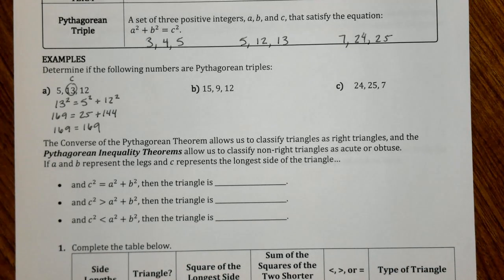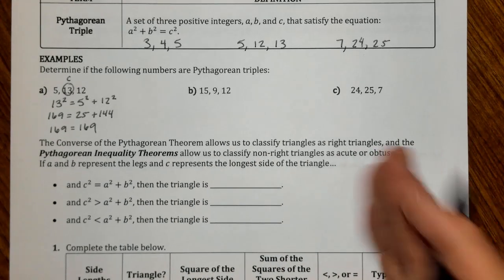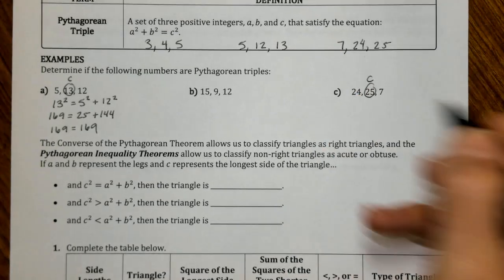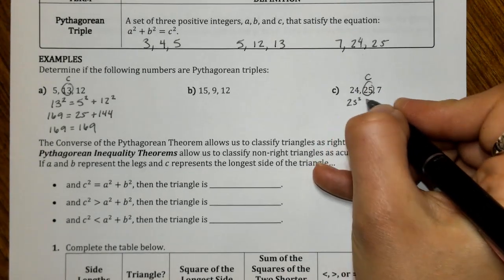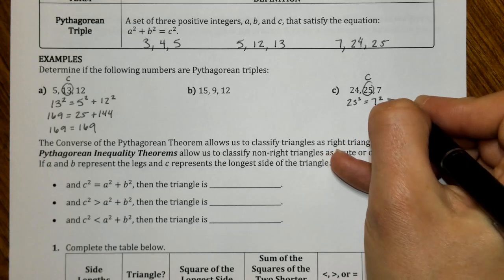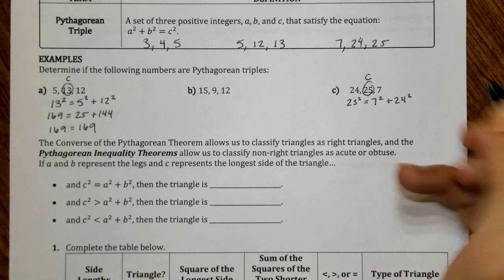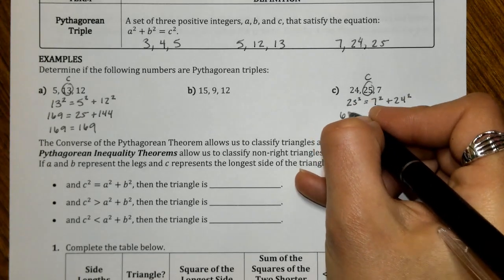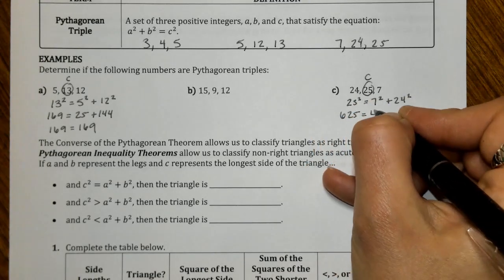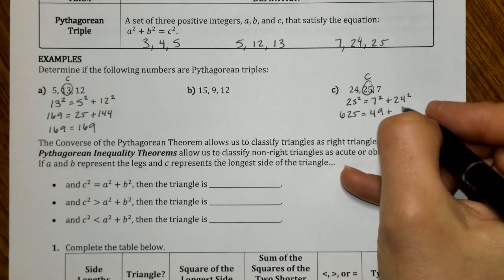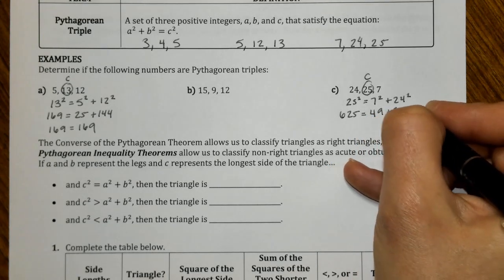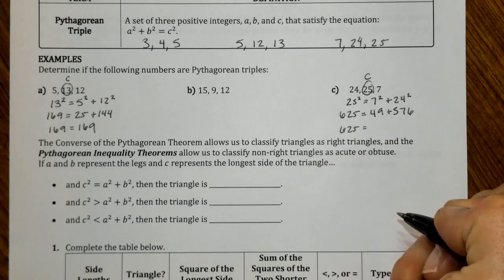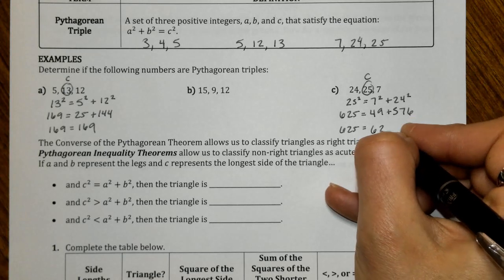Next, I'm going to go ahead and skip over to C, because this is one that's listed up here, and we'll see that in the making. 25 being the largest number, we'll set 25 squared equal to 7 squared plus 24 squared. We square our numbers. Your 25 squared will be 625. 7 squared is 49, and 24 squared is 576. Bring down that 625. When we add 49 plus 576, we're going to see 625.